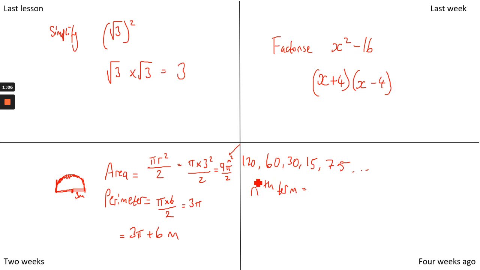Now the nth term, this one is halving each time, so it's a special type of geometric sequence. So geometric sequences are a times r to the power of n minus 1. A is the number we start on, 120, multiplied by the ratio. What are we doing each time? What are we multiplying by? Well, we're multiplying by a half each time. So it's going to be 120 multiplied by 0.5 to the power n minus 1.